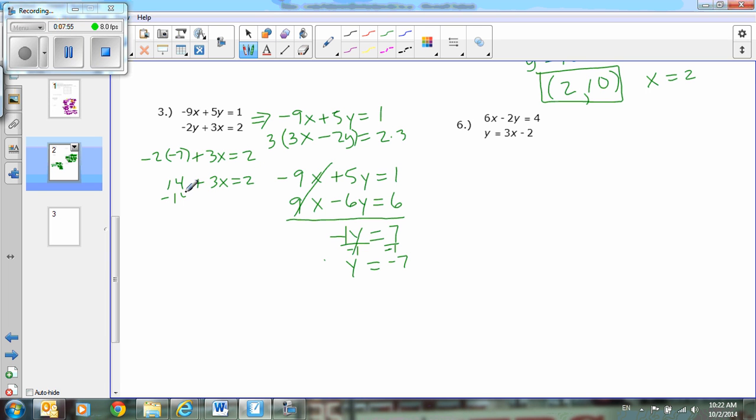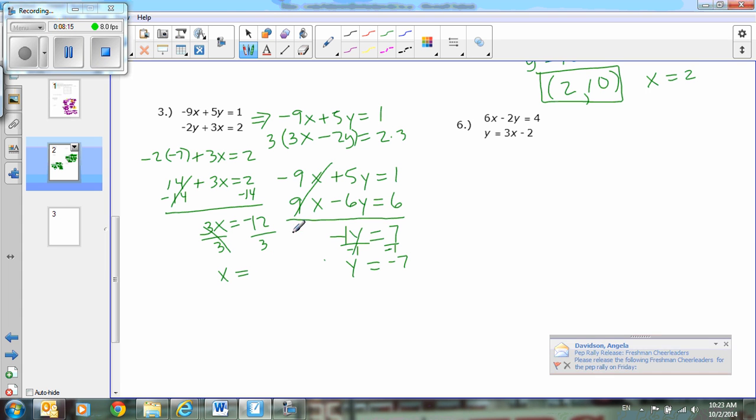Let's subtract 14 from both sides. All right, and we get 3x is equal to, now if I have $2 and I lose $14, I'm not going to go in the hole. I'm going to end up at negative 12. And then finally, to solve for x, I'm going to divide both sides by 3. X is equal to negative 4.